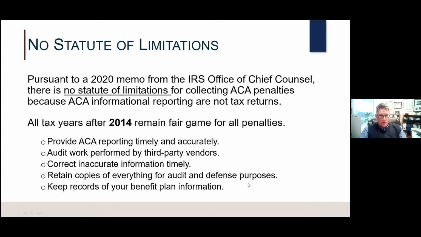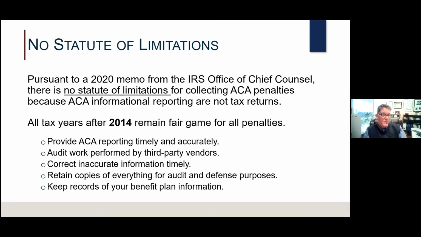And lastly, bad news on the penalty front is that there is no statute of limitations for any of this. Normally, there's a 3-year statute of limitations on tax returns for the IRS to go back and assess penalties. However, the courts have determined that ACA reporting is not a tax return. Therefore, there is no statute of limitations. The IRS can go back as far as it wants to go back, and ACA reporting started in 2015, which means the IRS can still go back that far to try to collect penalties.